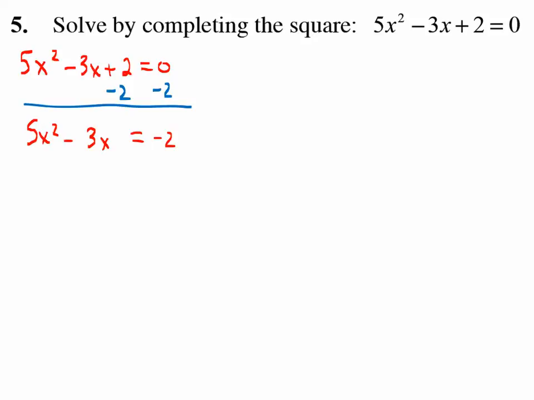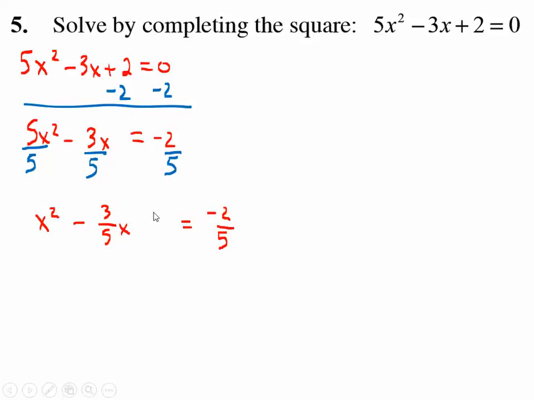Second step is to get rid of that 5. Since we have an equation, since we have equal signs, I can divide each of those terms by 5. And I'll be left with x squared minus 3/5 x. Leave a lot of space there. Negative 2/5. And again, it's supposed to be the most complicated here. That's the whole point of it. Whew, okay.